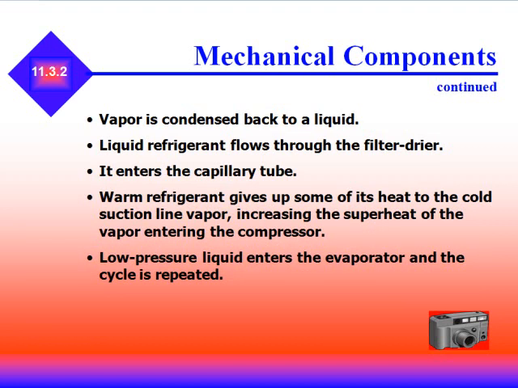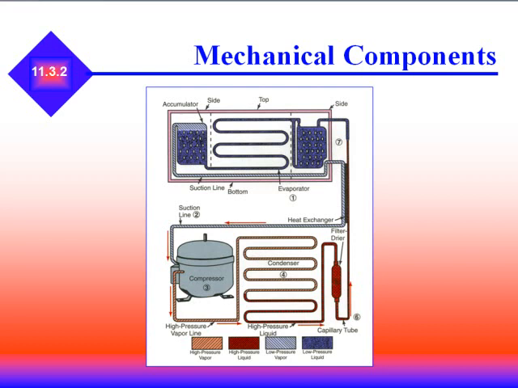Vapor is condensed back to liquid. The liquid refrigerant flows through a filter dryer. It enters the capillary tube, and then warm refrigerant gives up some of its heat to the cold suction line vapor, increasing the superheat of the vapor entering the compressor. Low pressure liquid then enters the evaporator, and the cycle is repeated. And this is an example of the refrigeration cycle.